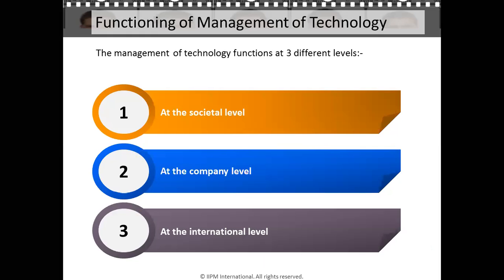Functioning of management of technology. The management of technology functions at three levels. We have the societal level, the company level, and the international level.